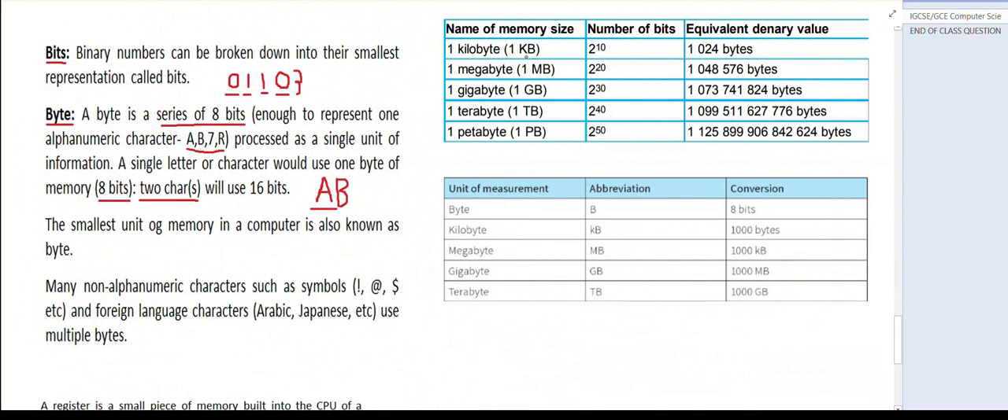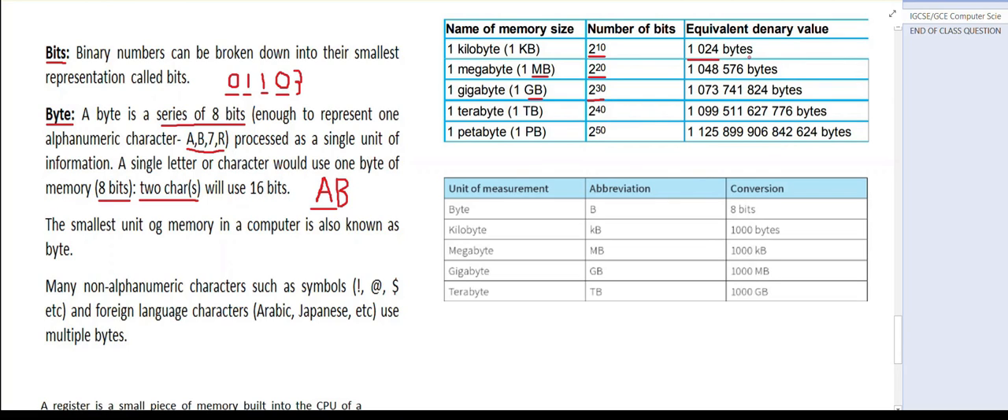1 kilobyte is 2 to the power 10 bytes. Then comes megabyte, which is 2 to the power 20. Then comes gigabyte, 2 to the power 30, and this moves on till petabyte. This is equivalent denary value. On your calculator, solve 2 to the power 10, you will get 1024.